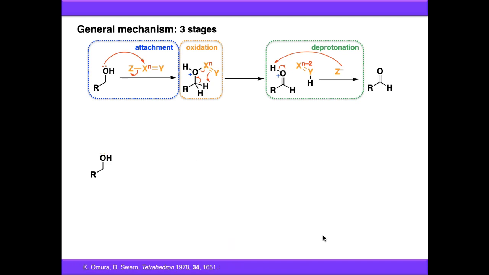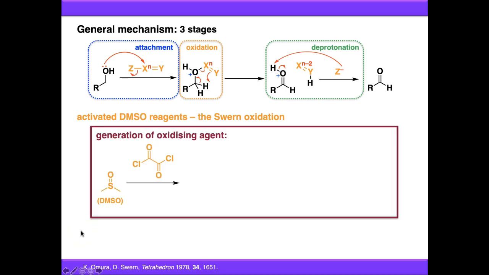The next class of reagents we're going to talk about are activated DMSO reagents, and specifically the Swern oxidation. So in the Swern oxidation, this is our oxidizing agent, and this is what we mean by an activated DMSO reagent. You can't buy this in a bottle or anything like that. You have to generate it in the reaction mixture. So just a brief aside, it's going to get generated like this.